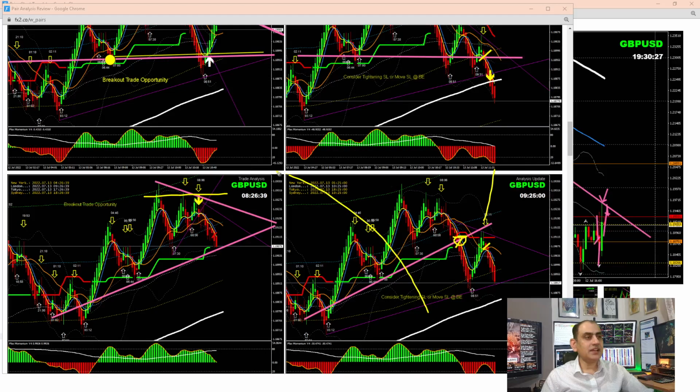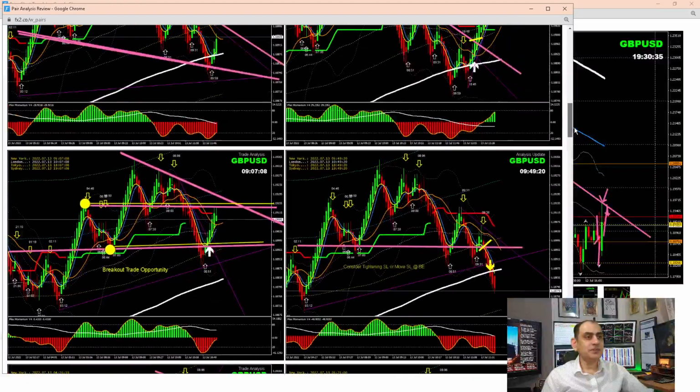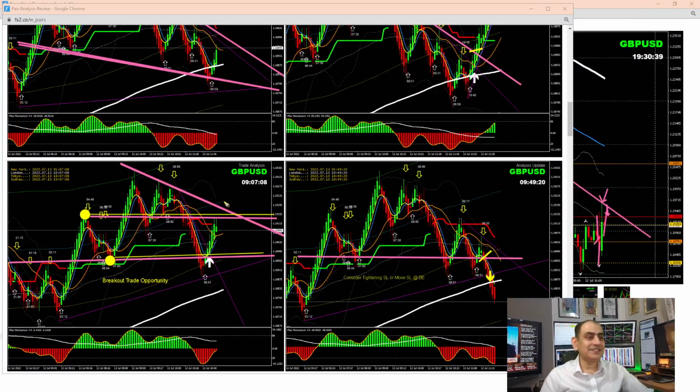Then I did another analysis instantly. That's the way I train traders. I help them not to miss the opportunity. I say, guys, don't enter the trade until the price is going to break one of these levels. And as you can see here, that was the beautiful breakout.